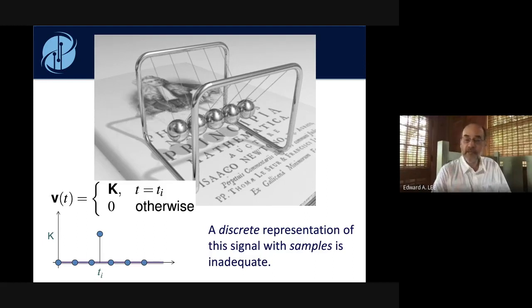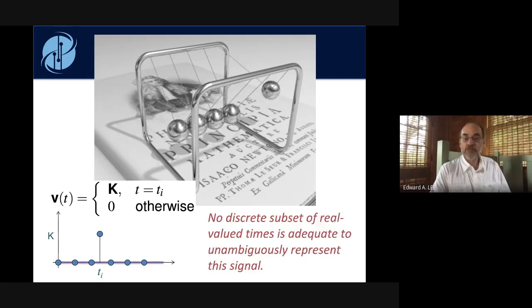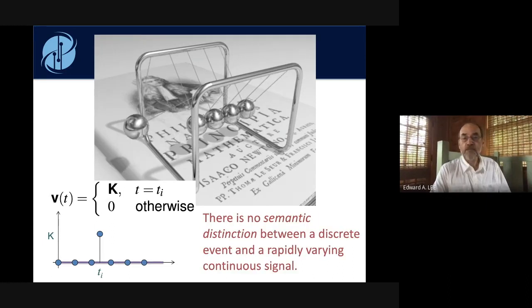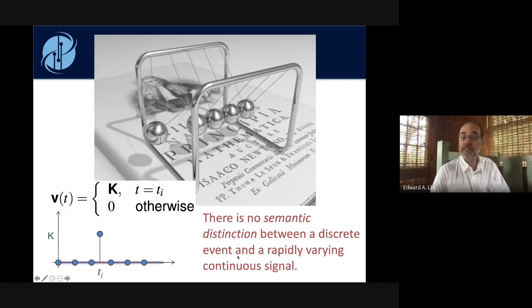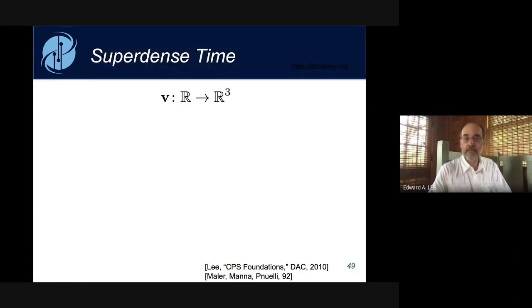But any discrete representation of this will actually be ambiguous. No matter how you do it, you can prove mathematically that every discrete representation of this is ambiguous. You can't just use samples to represent this. So the problem here is that there is really no semantic distinction between a discrete event and a rapidly varying continuous signal. And in Ptolemy II, we do make that semantic distinction.